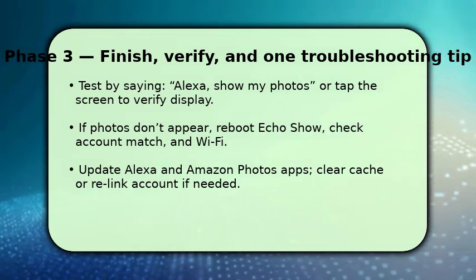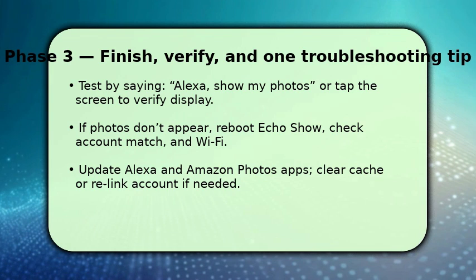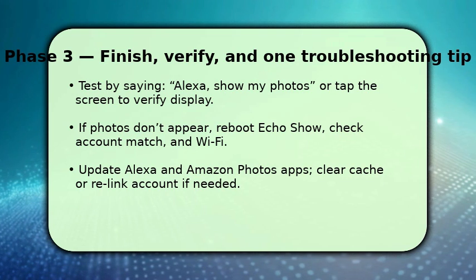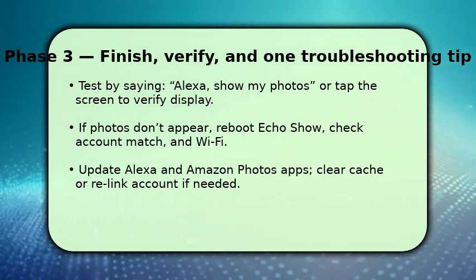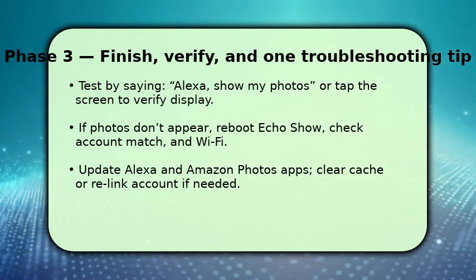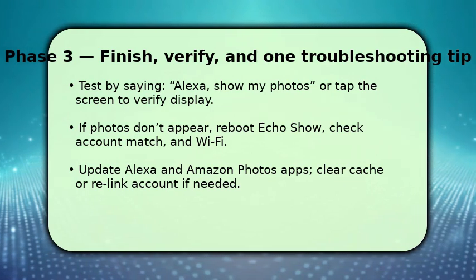If images don't show, first reboot the Echo Show and confirm the same Amazon account is active on both devices, then check Wi-Fi connectivity. If problems persist, update the Alexa and Amazon Photos apps, clear app cache, or unlink and relink Amazon Photos in the Alexa app. That usually resolves permission or sync glitches quickly.